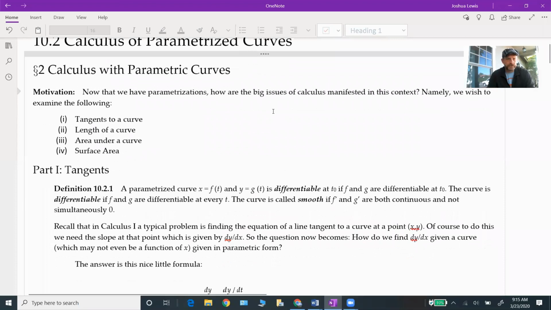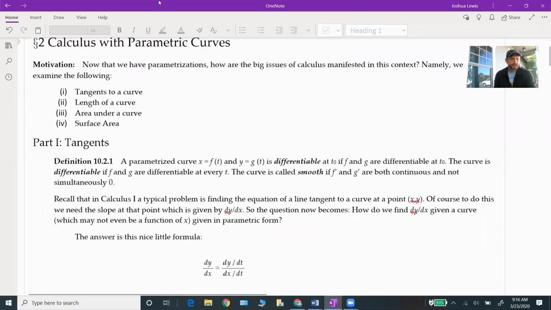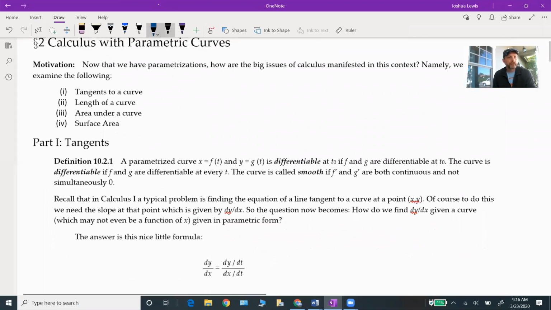Just to walk through this with you, I know you have a copy of these. These are the big issues. Tangents to a curve: if you have a curve, what's an equation of a tangent line? Related to that are things like instantaneous rates of change. Also, the length of a curve. Can we find arc length given a parameterization? And then area under a curve, and finally, surface area that results from revolving or rotating about the x or y axis.